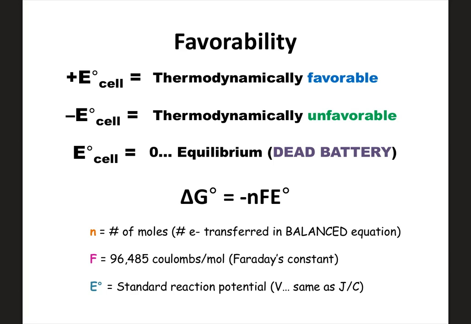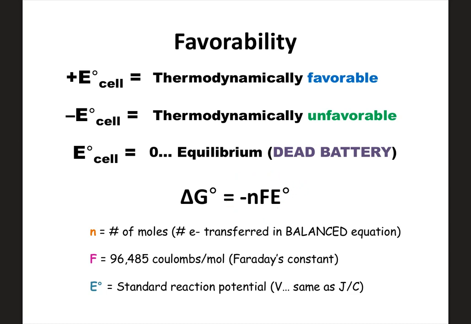All right. And if your E naught is actually 0, you're at equilibrium. Essentially, you have a dead battery. We can use E naught to calculate your delta G, your Gibbs free energy. And the equation here is delta G equals negative NF E naught.